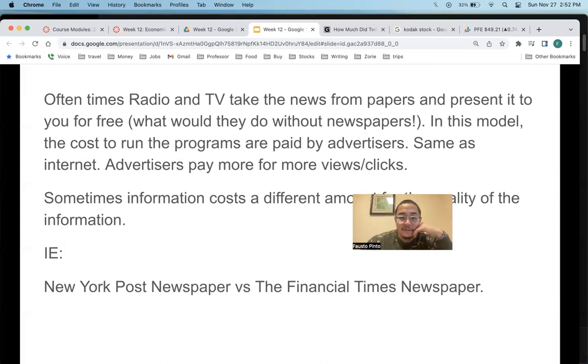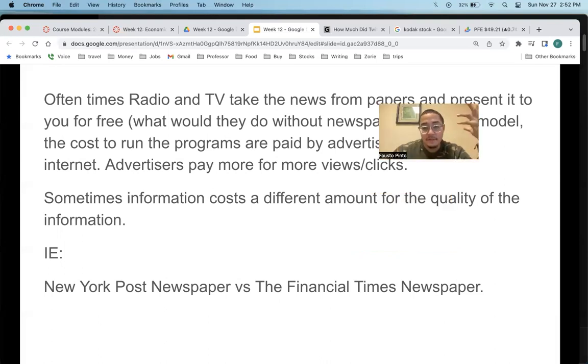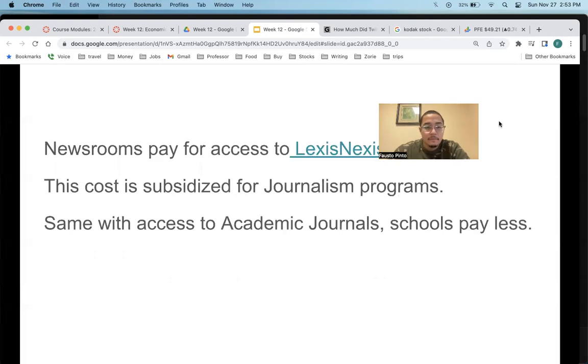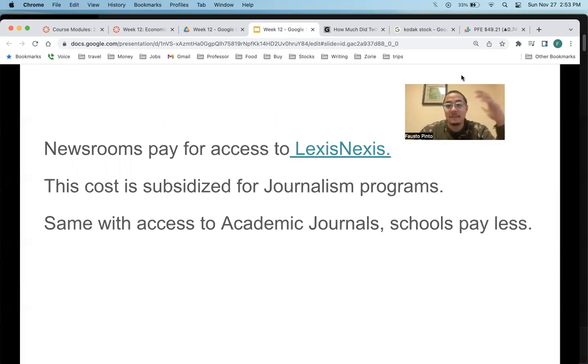Sometimes information costs a different amount for the quality of the information. So think about when you buy a newspaper. If you buy a New York Post, I don't even know how much they cost nowadays. When I was growing up, it was like 50 cents or a dollar, versus the Financial Times, which costs a couple dollars, $3, $4, $5. Why? The quality of the information in the Financial Times and New York Times is way better. Especially if you're in stocks, you're going to have all the insider stuff that you need to make decisions for yourself, for your job. So newsrooms and all types of organizations pay for access to information.